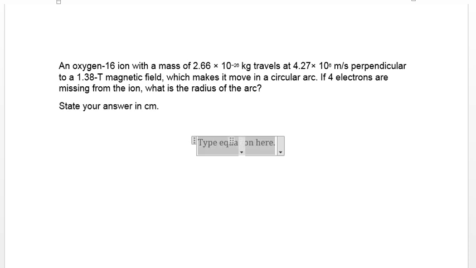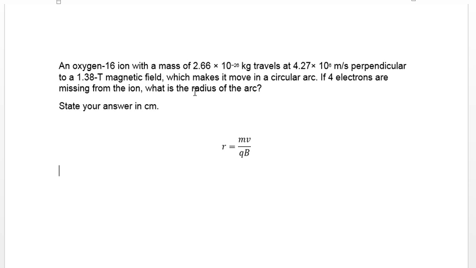Well, we know we've got our equation R equals mv over qB for the radius of curvature of a charged particle moving perpendicular to a magnetic field, right? So it's going to go in this circle. And what are the pieces we have? Well, we know the mass, 2.66 times 10 to the minus 26 kilograms. We know the velocity, 4.27 times 10 to the 6 meters per second. We know the magnetic field, 1.38 Tesla.